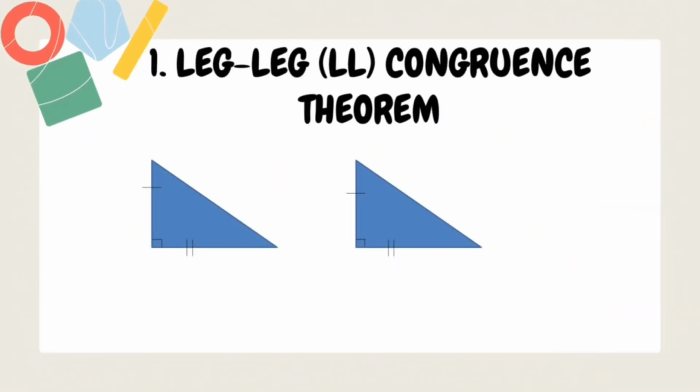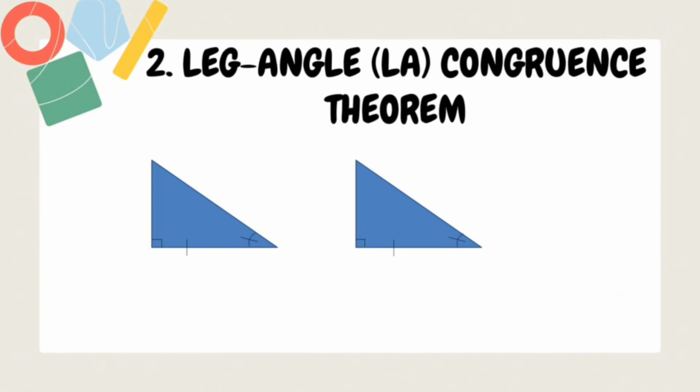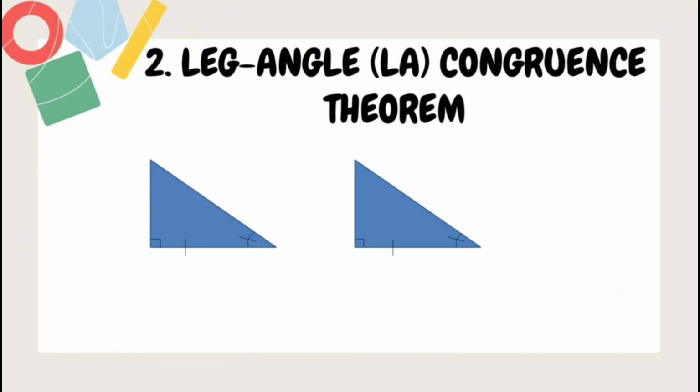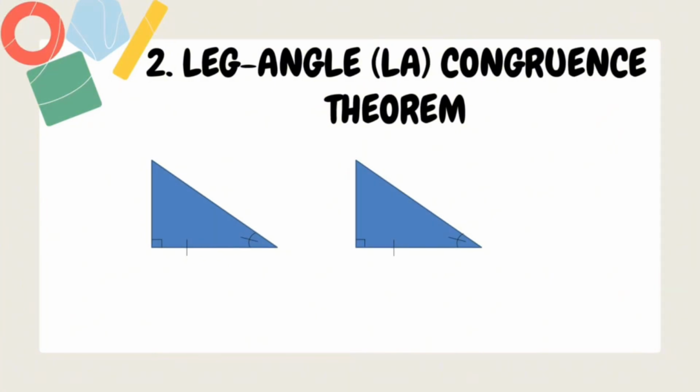First, we have the leg-leg congruence theorem. It states that if the two legs of one right triangle are congruent to the corresponding two legs of the other triangle, then the two triangles are congruent. The second one is leg-angle. If a leg and acute angle of one right triangle are congruent to a leg and acute angle of another right triangle, then the two right triangles are congruent.